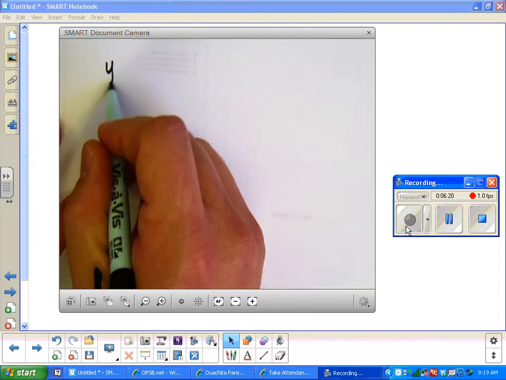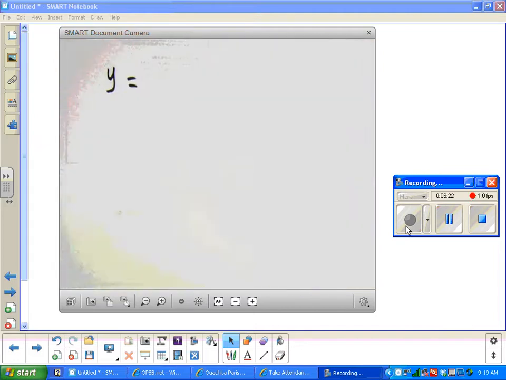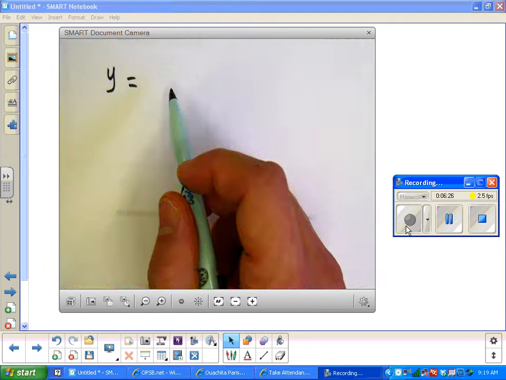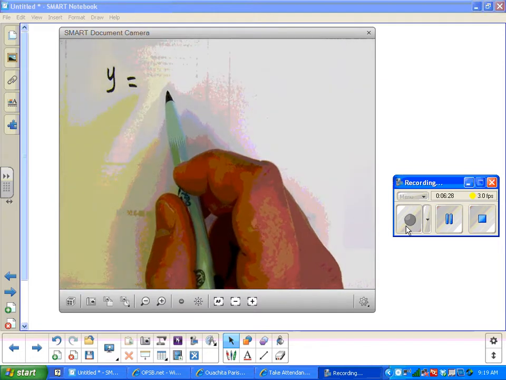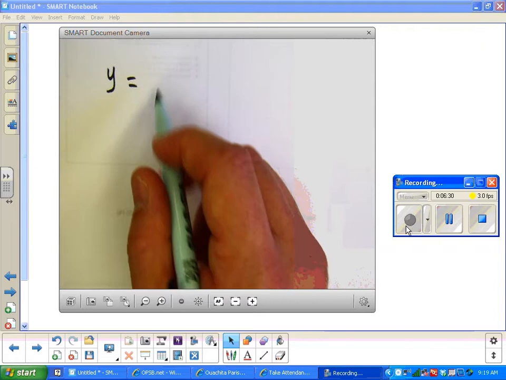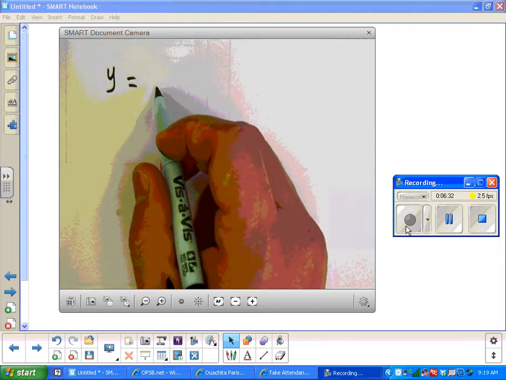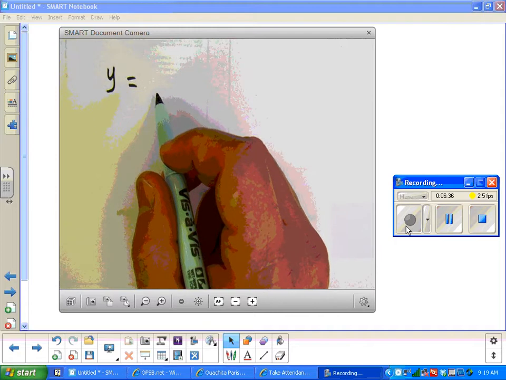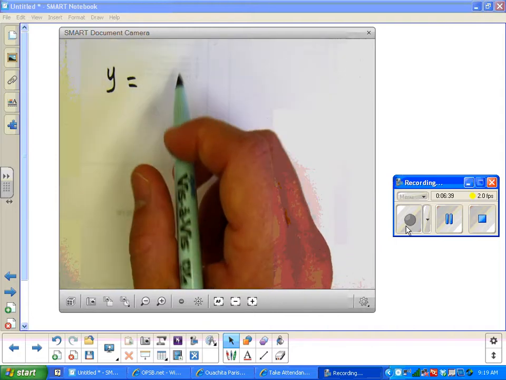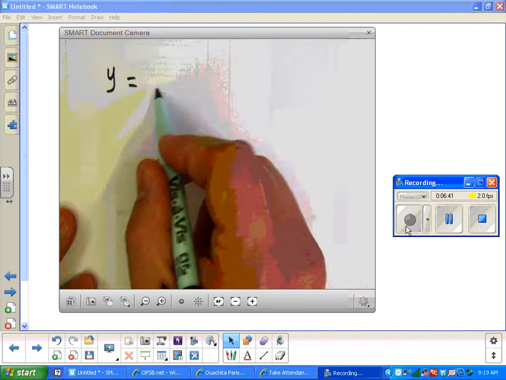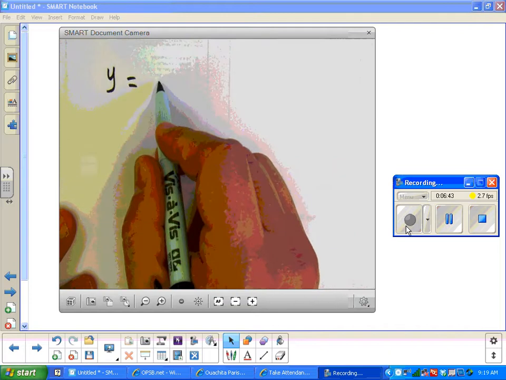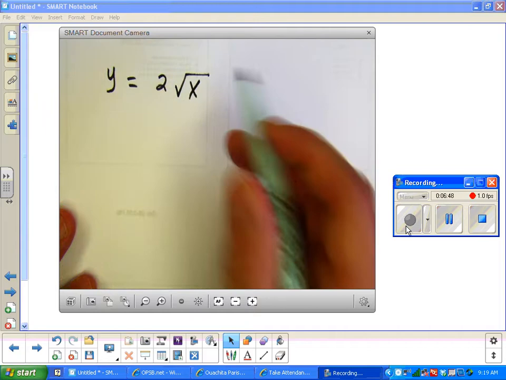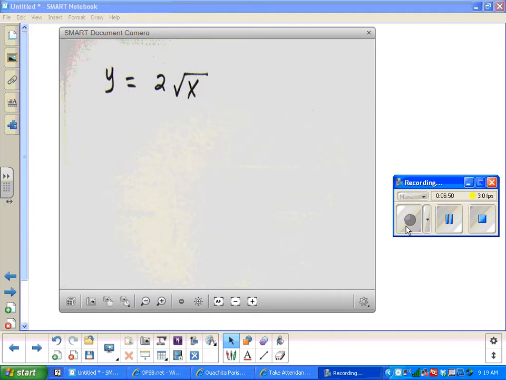All right, let's switch from absolute value of x. Let's do something else. Let's do the square root of x. All right, let's try this one. Let's do y equals 2 times square root of x.